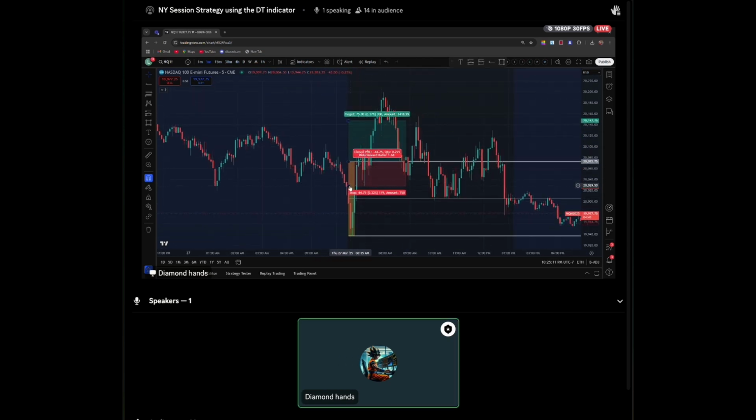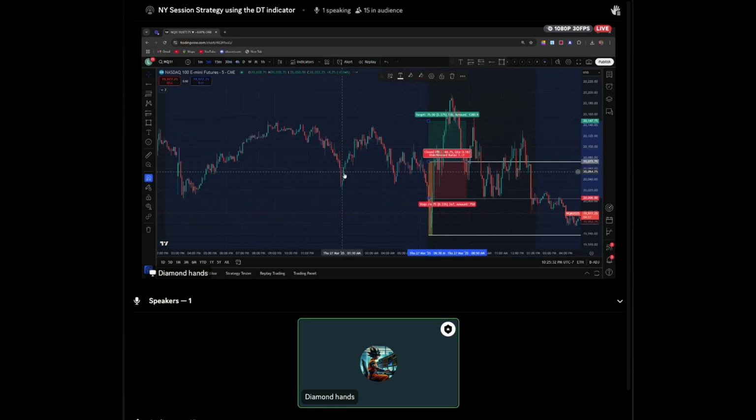So you can either risk half the range, the lowest candle, or half the range. But keep in mind, this is 260 ticks. So if you're going with the one mini, you're risking a lot as well. So you just gotta be mindful about that.